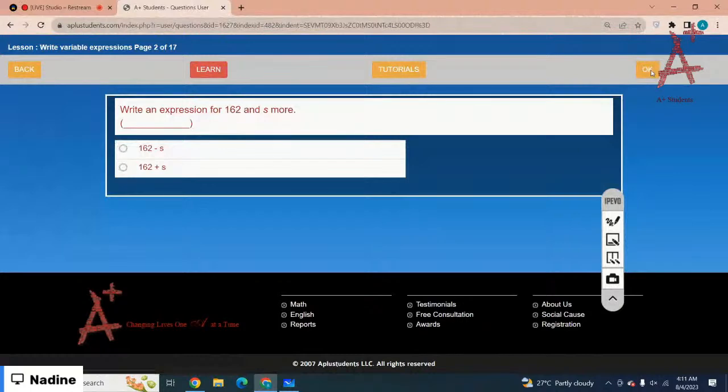Write an expression for 162 and s more. So more means you have to add 162 and s more. That means you have to add s to 162, right? It would be 162 plus s, right? The correct option is the second one.